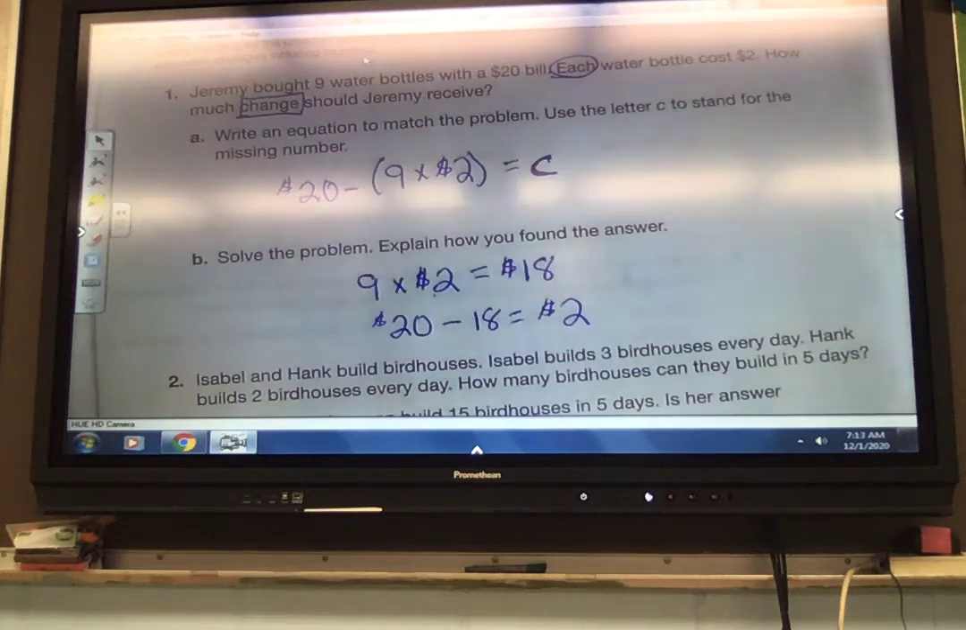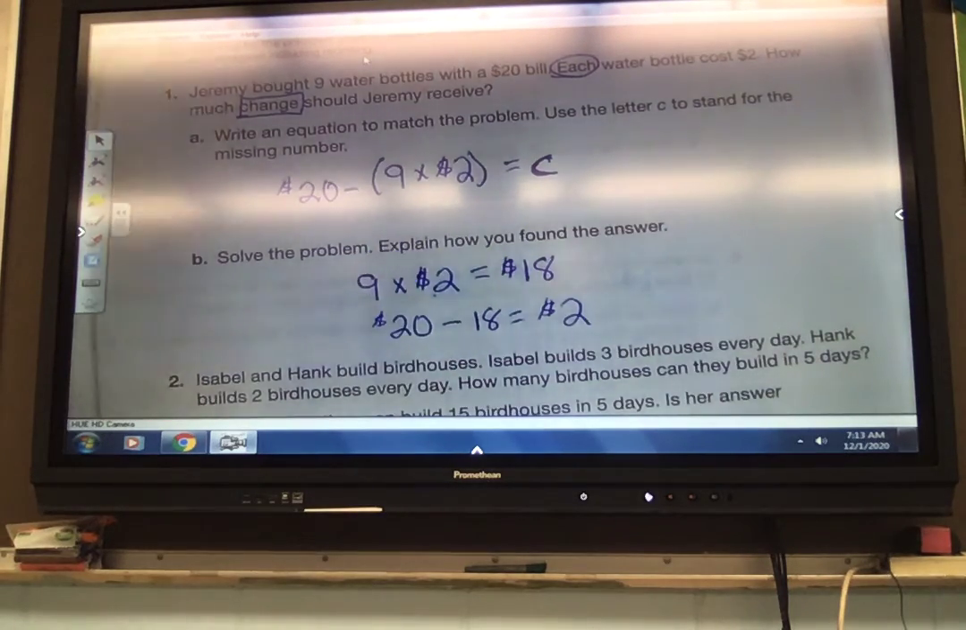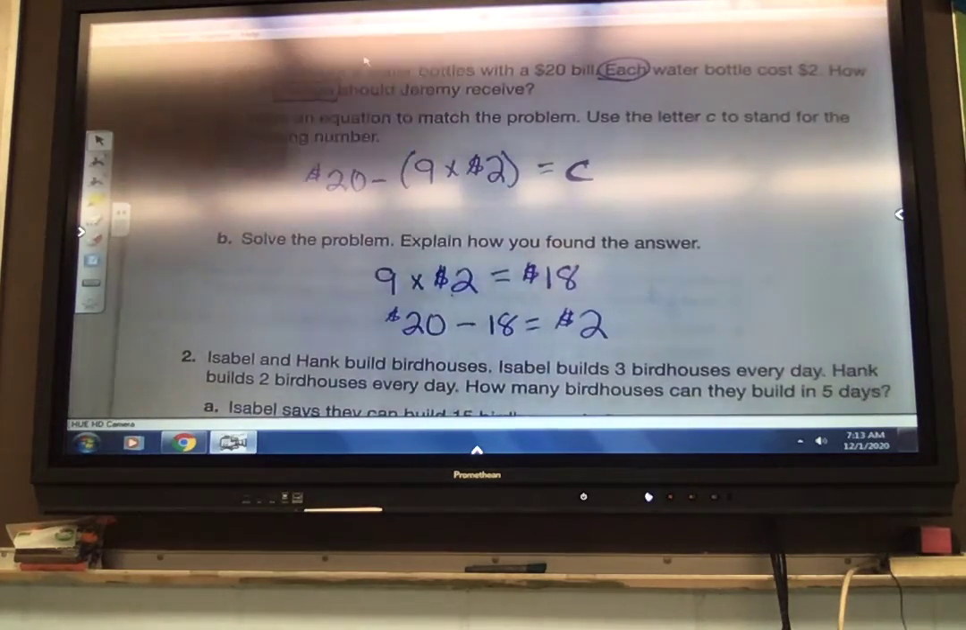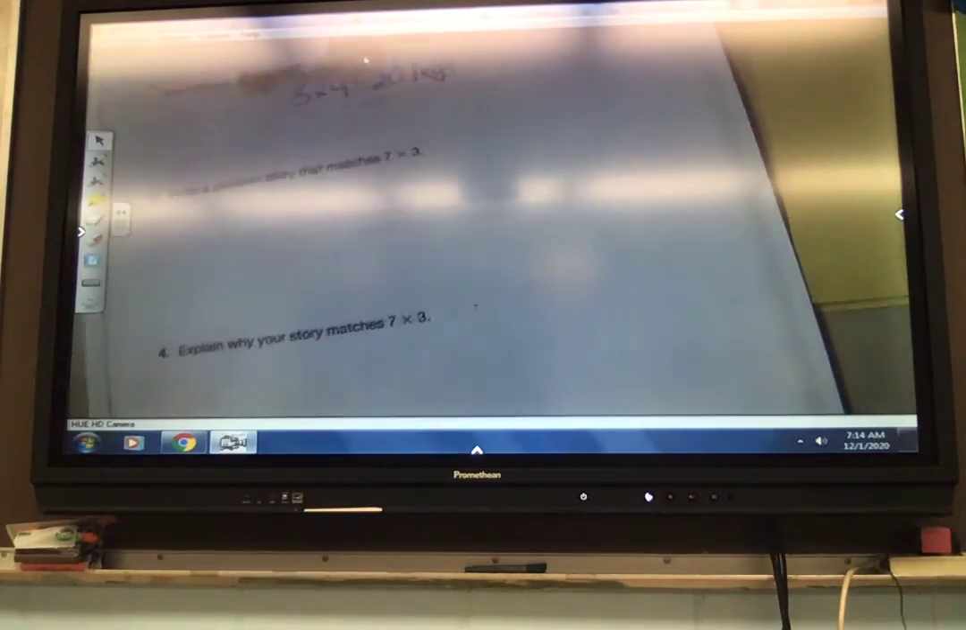So they want us to use the letter C. That just stands for that missing number, so I'm just going to put that C there after the equal sign. All right, so that's your word problem page. You might do another one on that just for practice.